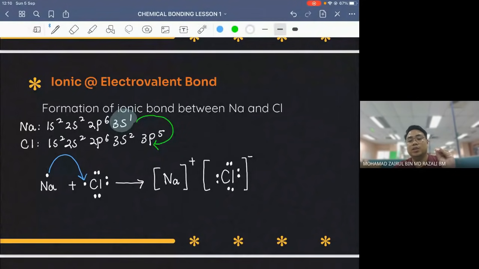Okay, so if the question asks you to show the formation of ionic bond by using Lewis dot symbol, inilah cara dia. So awak tunjuk, awak menggunakan ini, kita panggil dia sebagai curly arrow. Curly arrow function dia to represent the movement of electron. Dia menunjukkan macam mana elektron tu bergerak daripada satu atom ke atom yang lain.